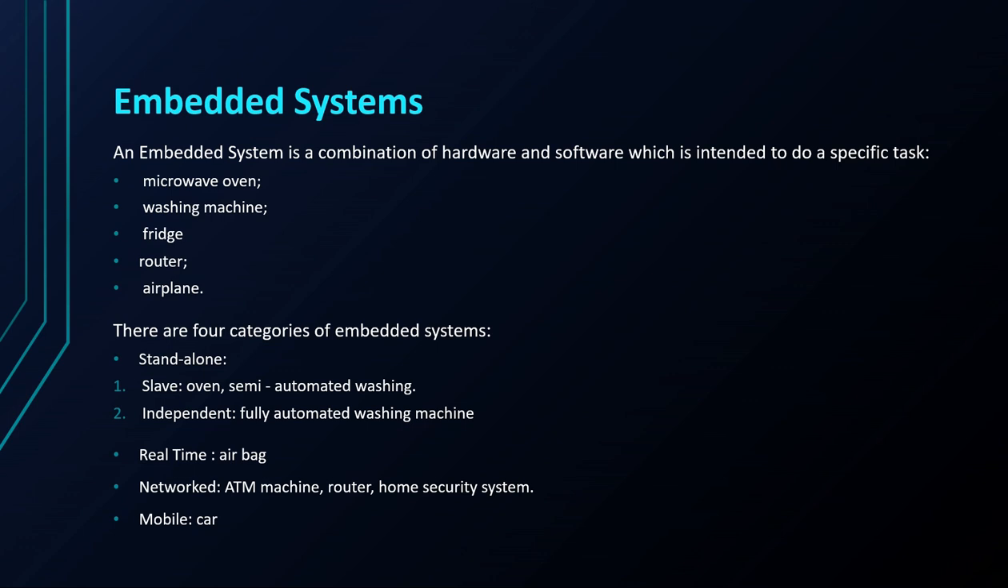Another category we have is real-time embedded systems, where the system is able to take the action in a given amount of time. As an example, we have an airbag. Networked embedded systems are connected over the network, and as examples, we have an ATM machine, router, and home security system. The last category of embedded systems we have is mobile embedded systems. As an example, we have a car.